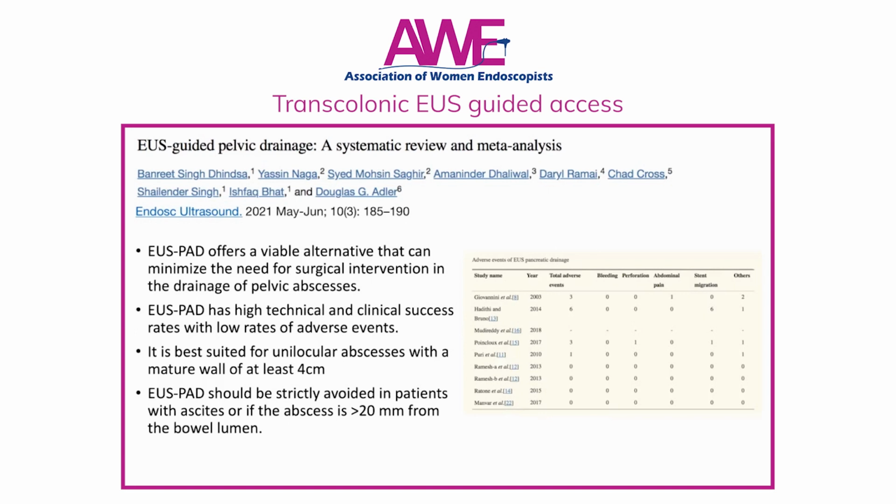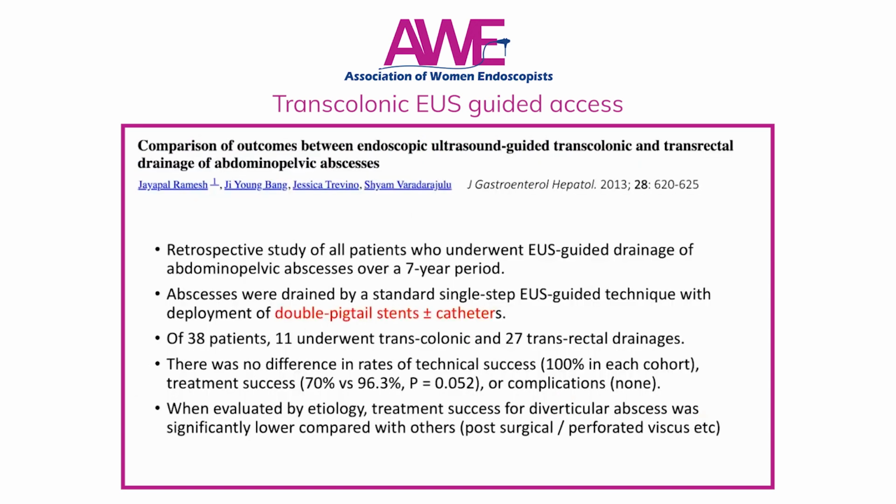It is best suited for unilocular abscesses with a mature wall of at least 4 centimeters. And EUS pelvic abscess drainage should be strictly avoided in patients with ascites or if the abscess is more than 2 centimeters from the bowel lumen. For collections that are smaller than 4 centimeters, it is thought that IV antibiotics should suffice.